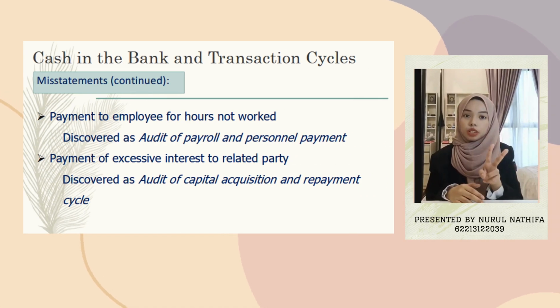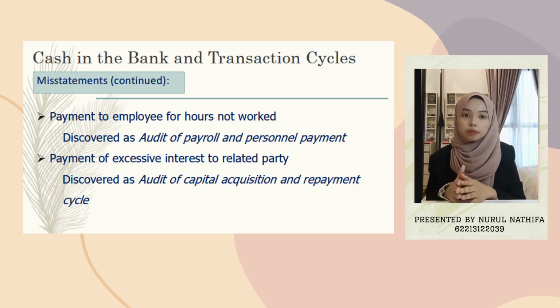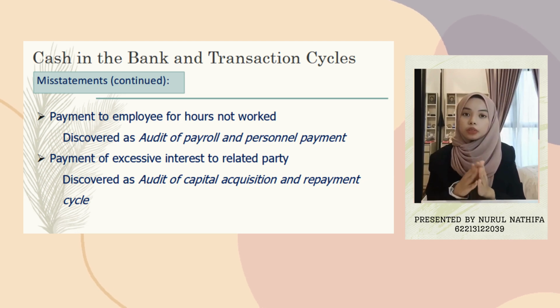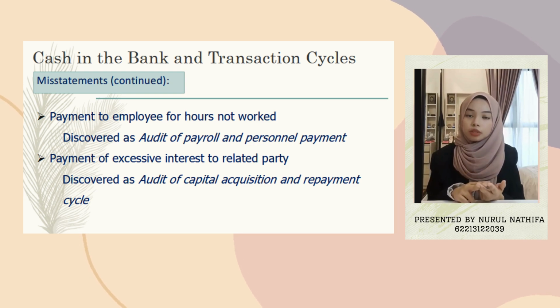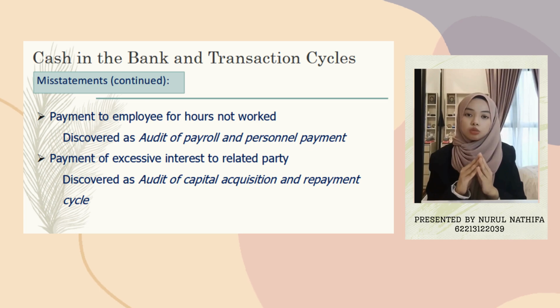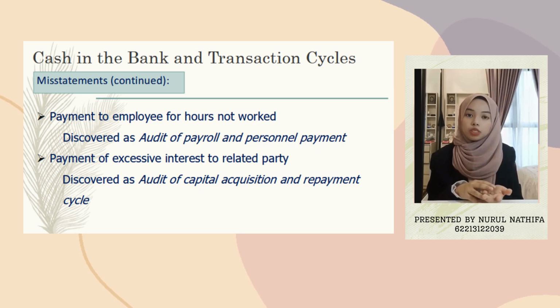Let's now look at two more examples of cash-related mistakes that are not easy to see in bank reconciliation but can be found in specific audit cycles. Firstly is payment to employees for hours not worked. Sometimes employees may claim more hours than they actually work. They might be paid for sick days not taken, overtime not done, or shifts they skipped. The bank will just show a payment, but it won't say if the hours were real. To catch this, we need to audit the payroll and personnel cycle, checking time records, schedules, and approvals.